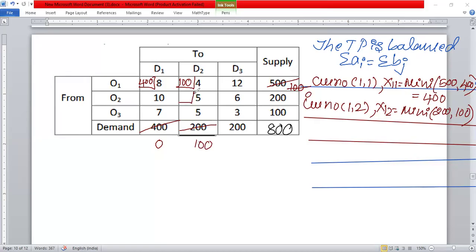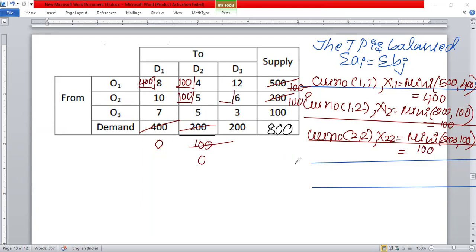Yes. This 100 is the minimum. So cell number 2,2. X22 is equal to minimum of 200, 100. Minimum is 100. Yes, again write 100 here. And 200 minus 100 is 100. Now 100 minus 100 is 0. Now we are in column 0, we'll move on to row.